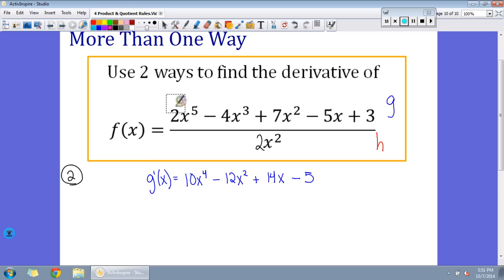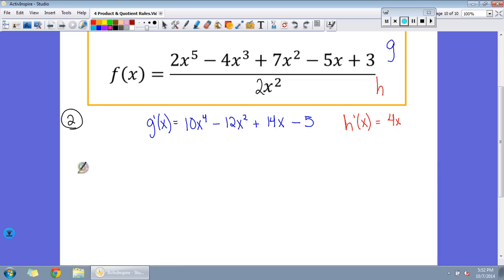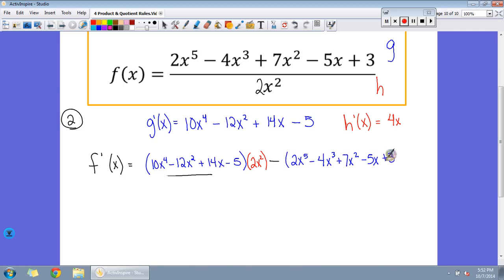So we've got 5 times 2 is 10, subtract 1. 3 times 4 is 12, subtract 1. 2 times 7 is 14, subtract 1 from the exponent, and then minus 5. The derivative of h is 4x. So for our quotient rule, the derivative is going to be the derivative of the numerator times the denominator minus the original numerator times the derivative of the denominator, and all of that is over the denominator squared.